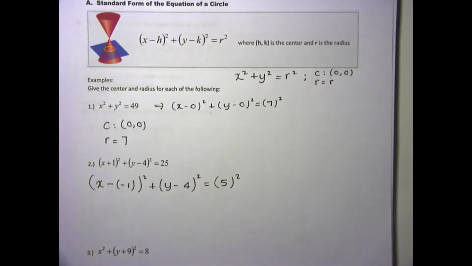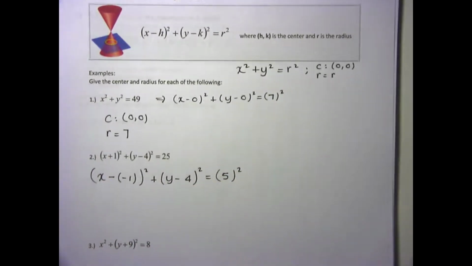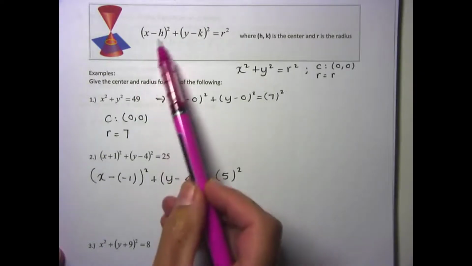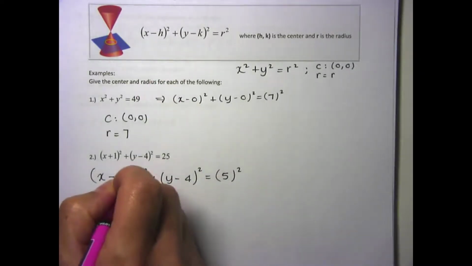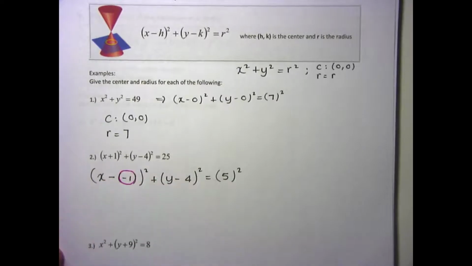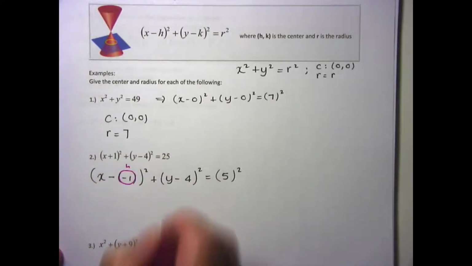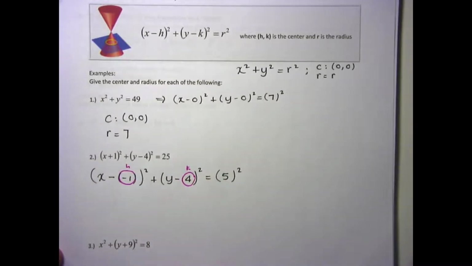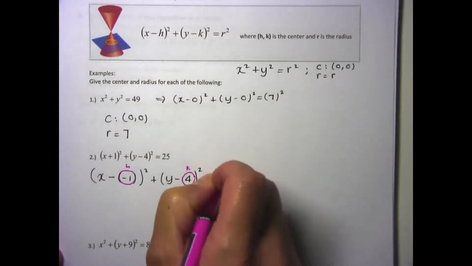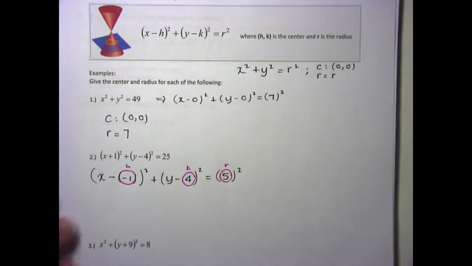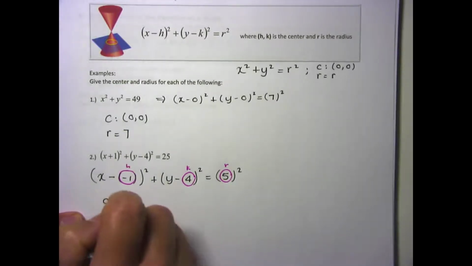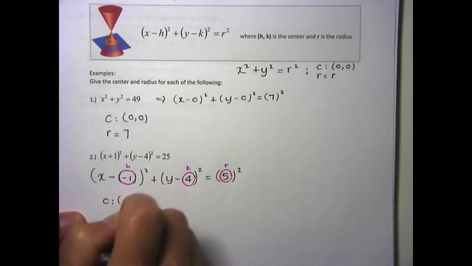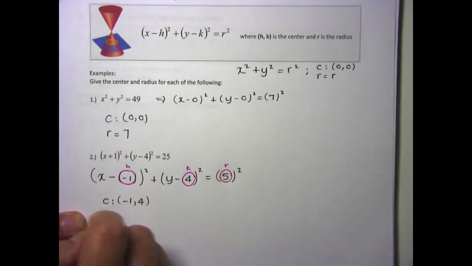Now we see that what represents h here is this entire term, negative 1. This is h. k here is just 4, and then r is equal to 5. So the center of the circle will be at the point (-1, 4), and the radius of the circle will be equal to 5.